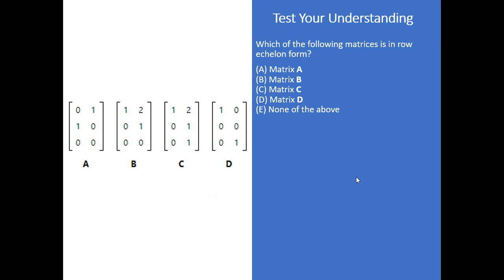So let's test your understanding. Which of the following matrices is in row echelon form? Matrix A, B, C, D, or none of the above. You can pause the video if you need a little bit more time, or I'm going to wait about 5 seconds and then I will show you the answer.